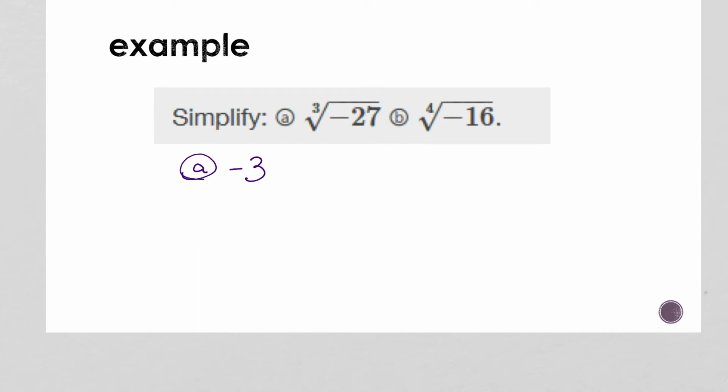Now, take a look at part B. Check this out. Is there a number times itself 4 times that gives you negative 16? Well, if you have 4 negative numbers, don't the negative signs all cancel each other out? Yes, so this answer would be not a real number. That says real, I swear. Okay, all right. I hope that makes sense.